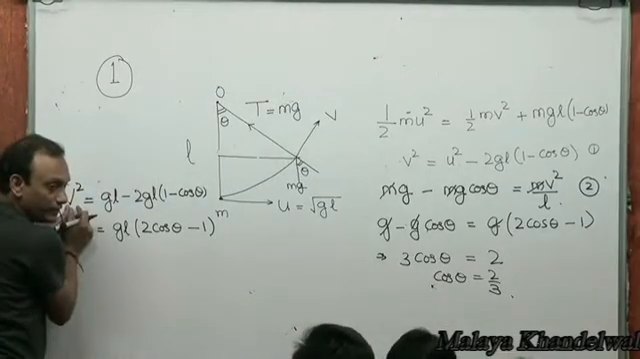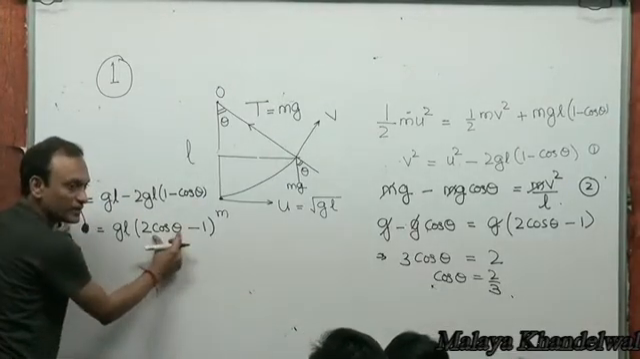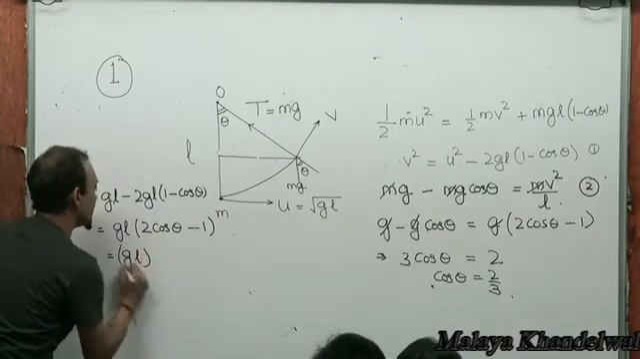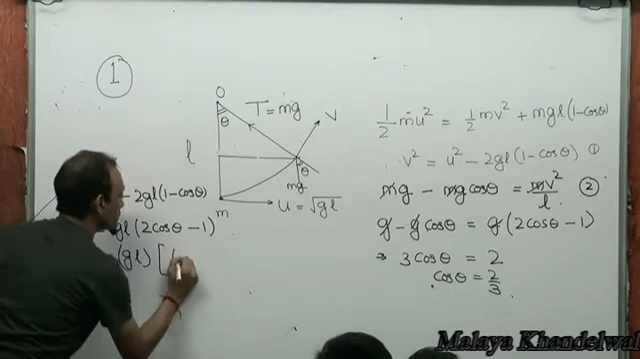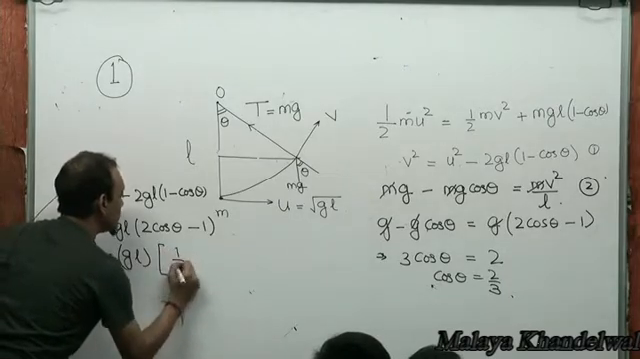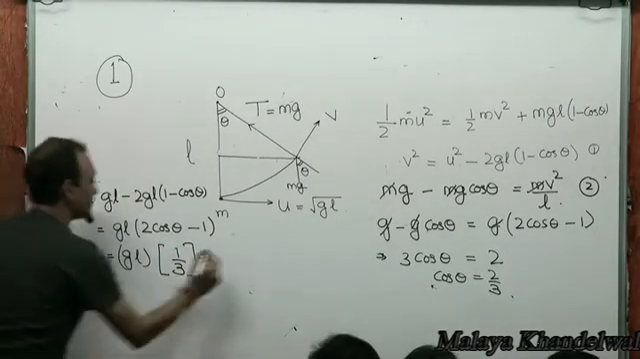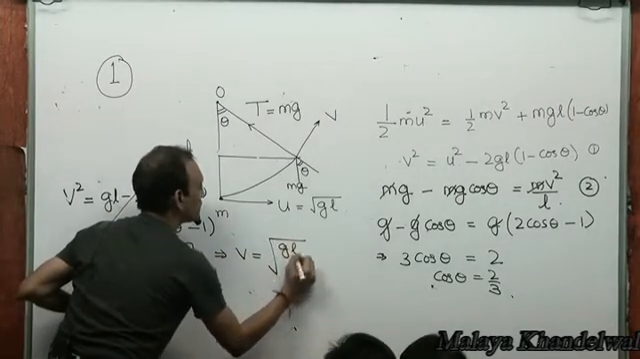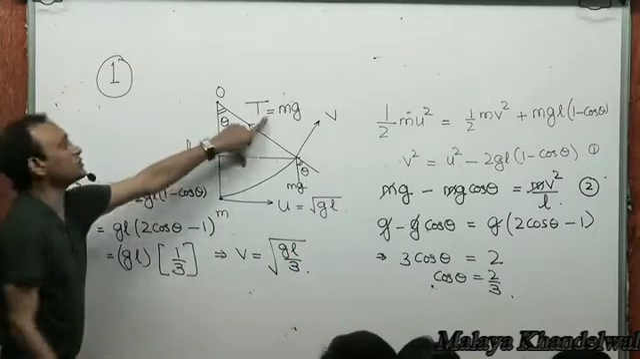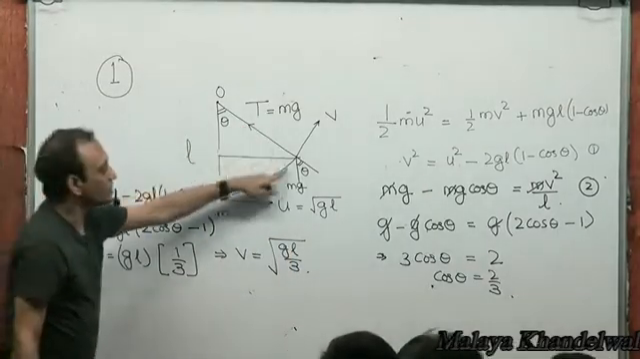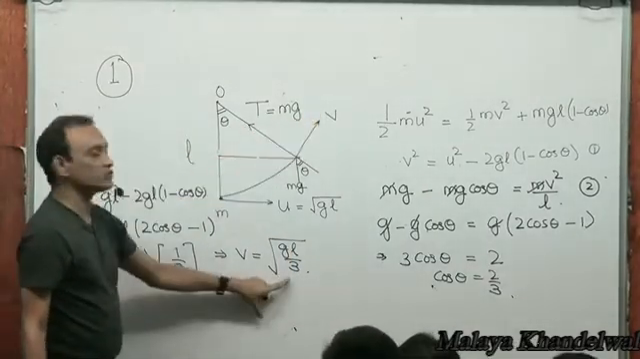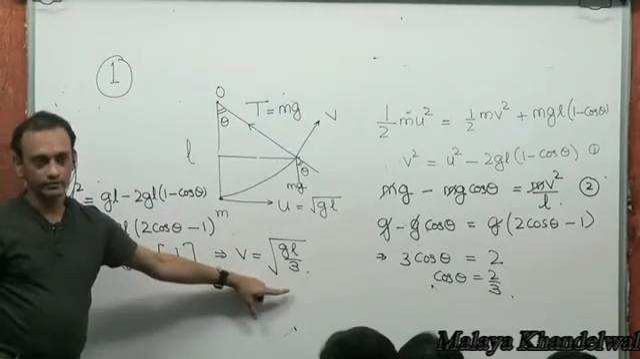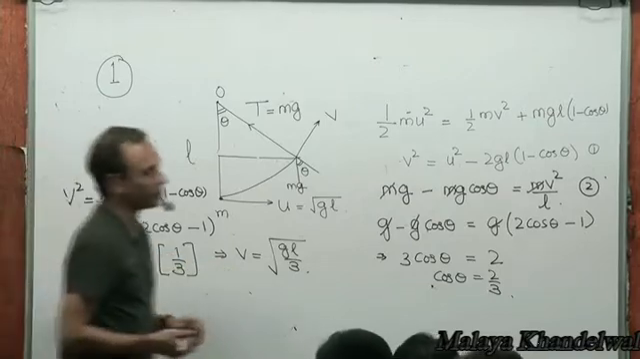I need to find V. So plug in cos theta is 2 by 3 here. GL into 4 by 3 minus 1, that makes it 1 by 3, right? So that makes V equal to root GL by 3. So when the tension becomes equal to mg, the velocity of the particle becomes equal to root GL by 3. I expected you to get this right. Did you get it right independently also? Very good.